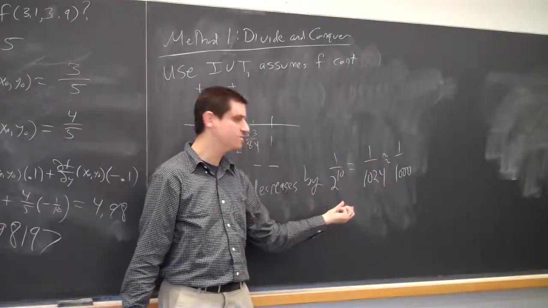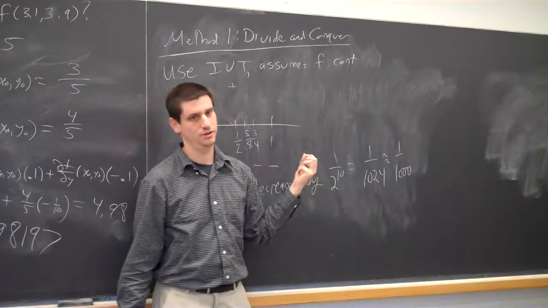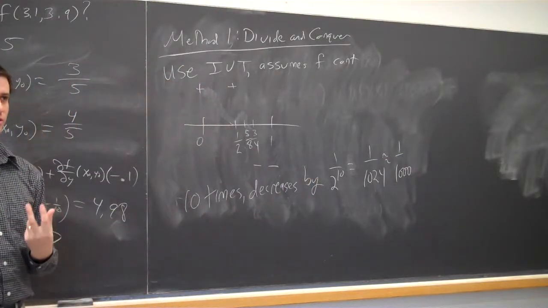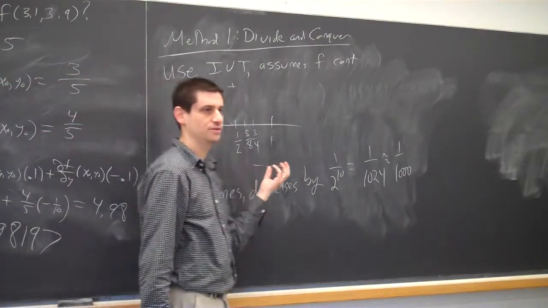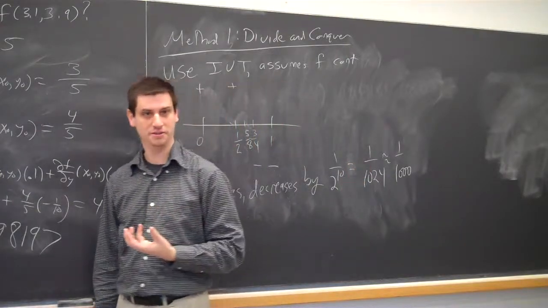So essentially what this means is every 10 times you do this, you gain 3 decimal digits of accuracy. So to get 6 decimal digits of accuracy, how many times would I have to do this? 20 times. That is a lot.